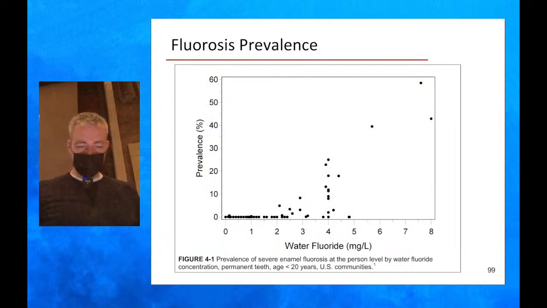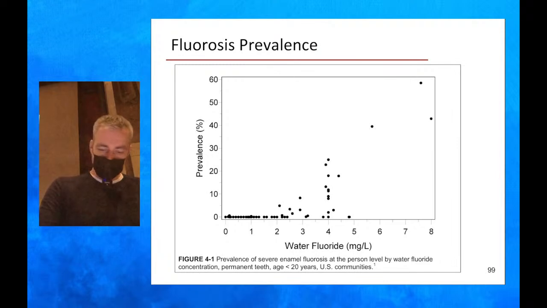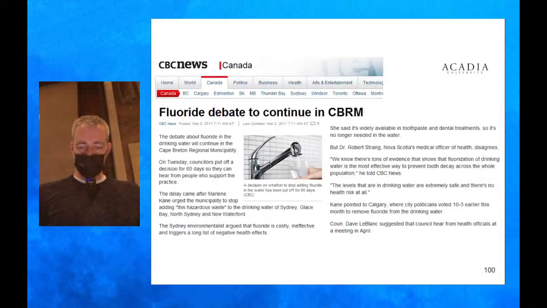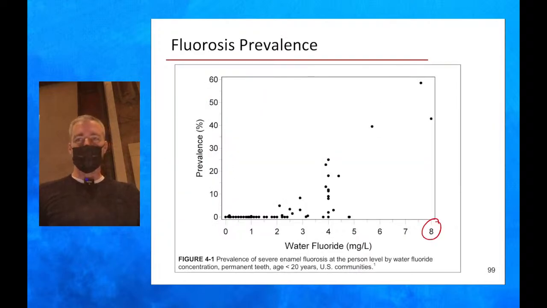This was a study that was done looking at the population in different areas. And it was all in kids, or people that were under 20 at least. It was basically taking people in different communities, measuring the amount of fluoride in the water that they were drinking, and looking at the rate of dental fluorosis in the population. And so what they found was, if you had like 8 mg/mL, which is on the high end of the scale, you could get like half the people with this dental fluorosis problem.